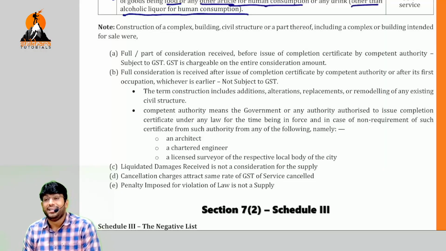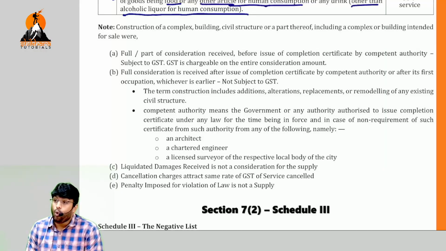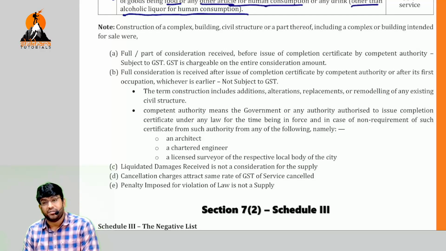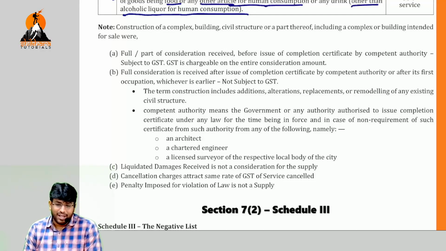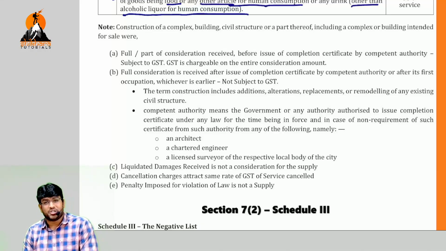Next session we'll talk in detail about section 7(2A). Very, very important discussion we'll do. Clear, friends? That's all. Thank you very much. Balance we will take forward in the next session.